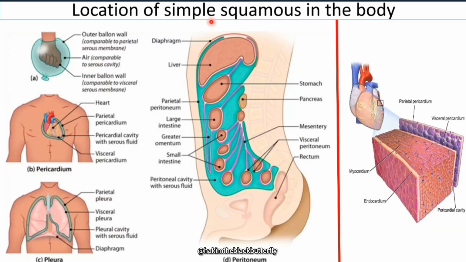This epithelium also will form what we call serous membranes. Serous membranes are membranes that have the capability of forming fluid.